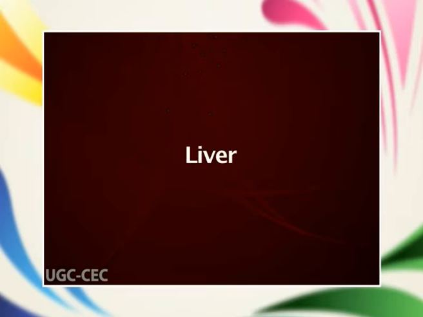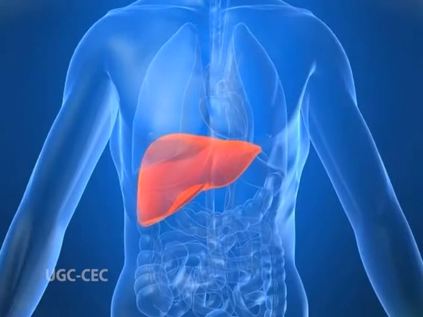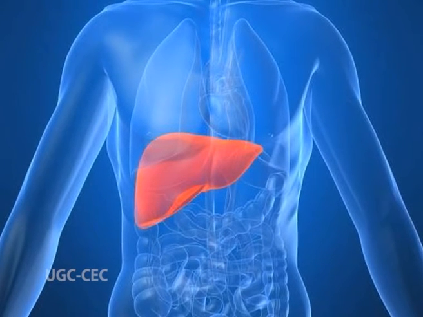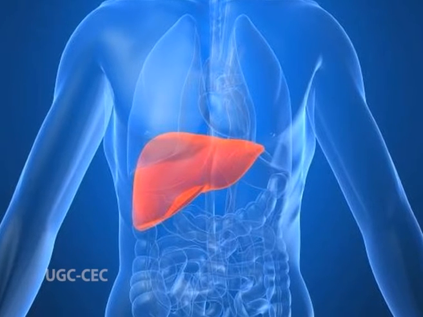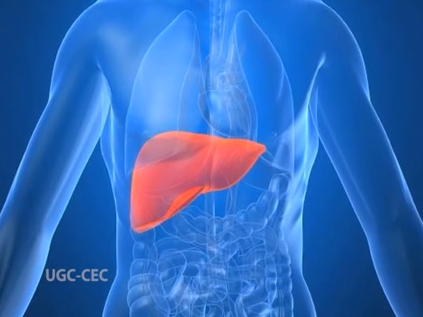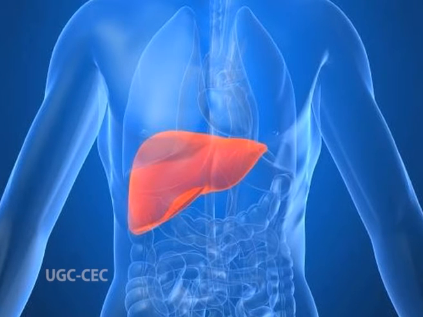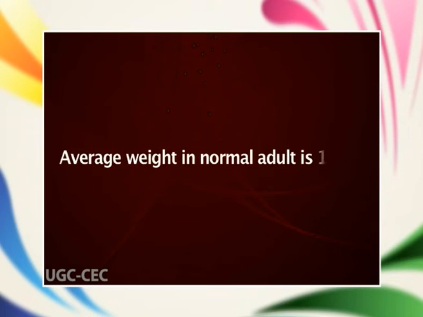The next very important organ is the liver. It is a roughly triangular accessory organ of the digestive system located to the right of the stomach, and it is the second largest organ in the body. Its average weight in normal adult is 1.5 kg.